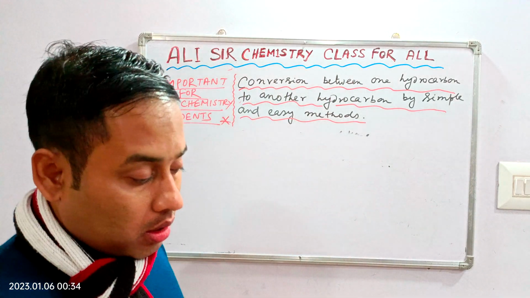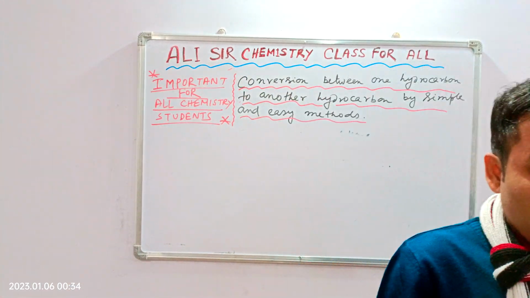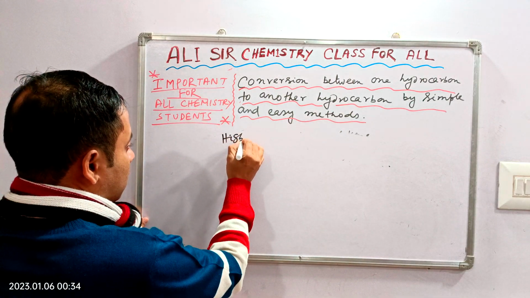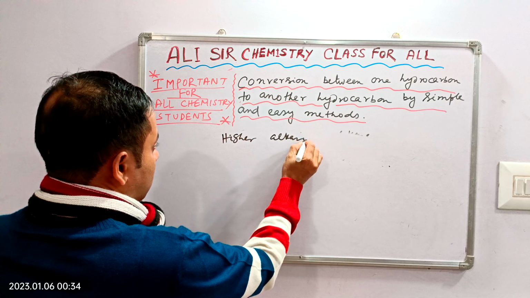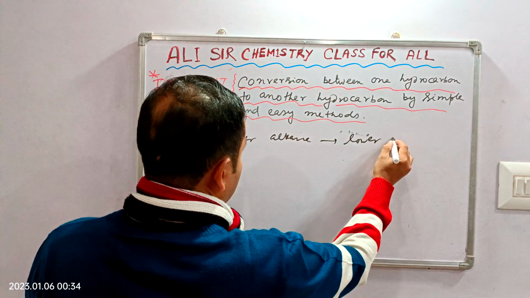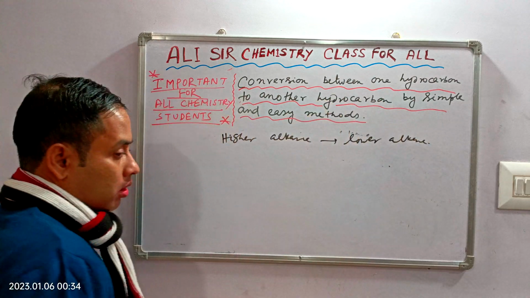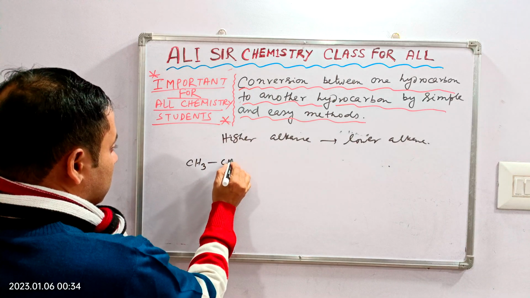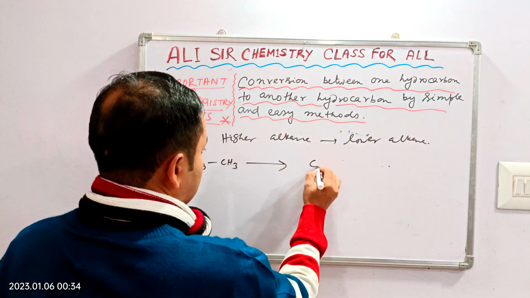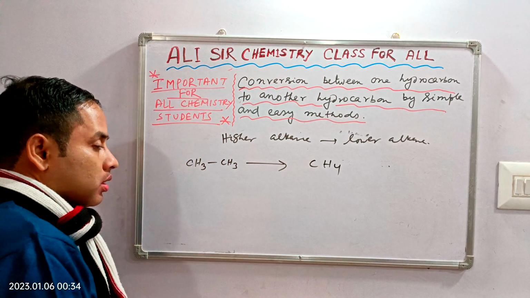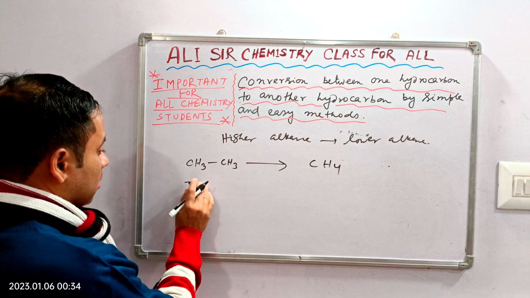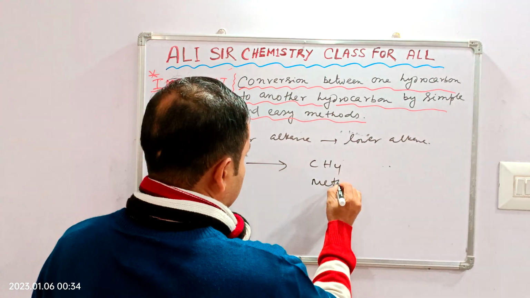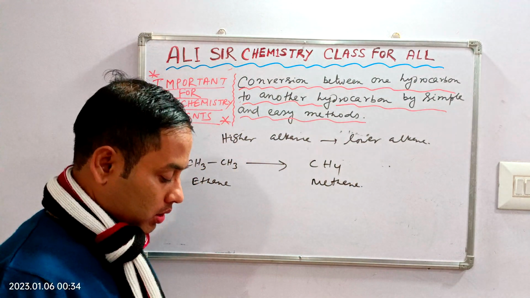Now we are moving to just the reverse one, that is higher alkane to lower alkane. So now our target is the conversion of higher alkane to lower alkane. You can easily see that CH3CH2CH3 to CH3CH3, that is ethane, and ethane to methane. These are conversions.